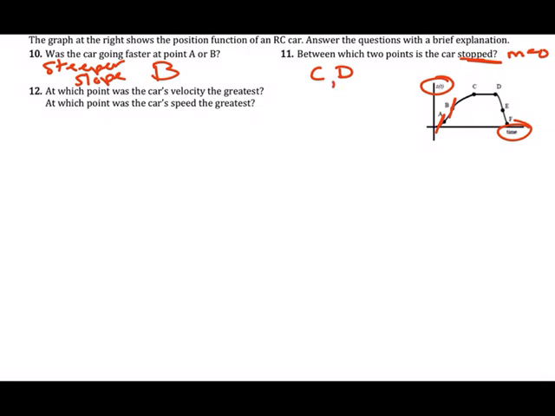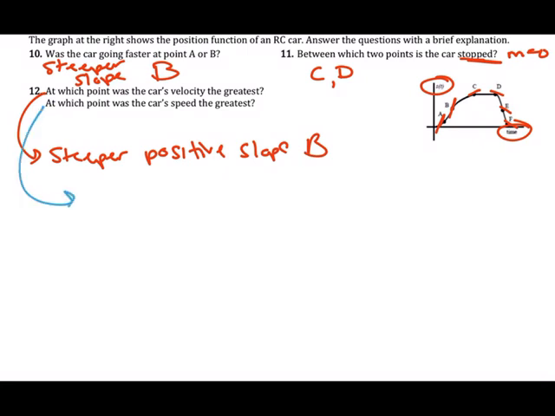The last question says, at what point is the car's velocity the greatest? Well, the velocity is going to be the greatest when we have the steepest positive slope. So if I look at what's happening at each of these points, I know at D, E, and F the slope is negative. So I'm looking at A, B, or C. And it looks like B has the steepest positive slope.